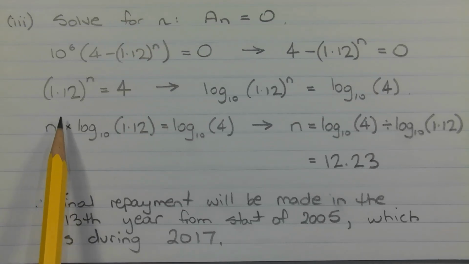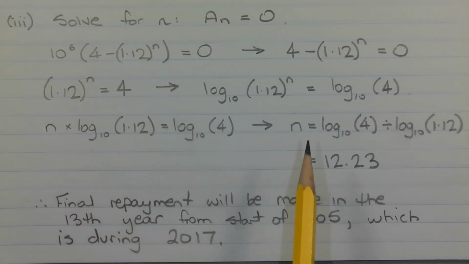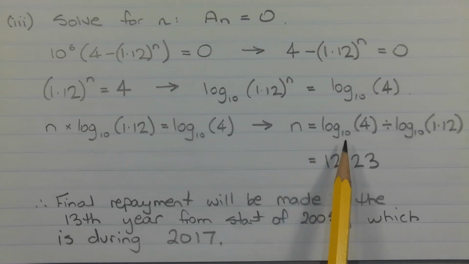And then isolating the n by dividing both sides of the equation by log base 10 of 1.12, we get n is equal to log base 10 of 4 divided by log base 10 of 1.12, which is approximately equal to 12.23. Therefore, the final repayment will be made in the 13th year from the start of 2005.